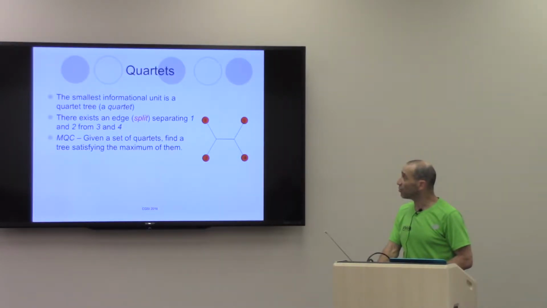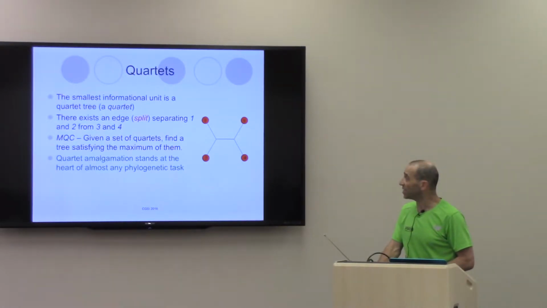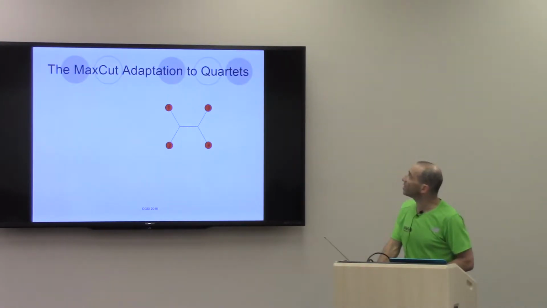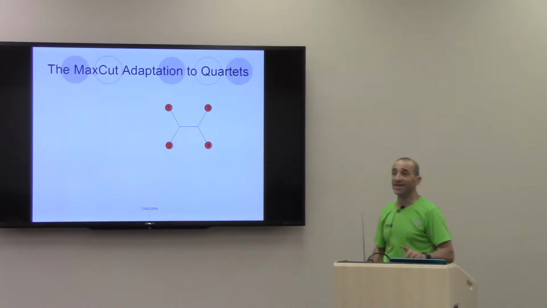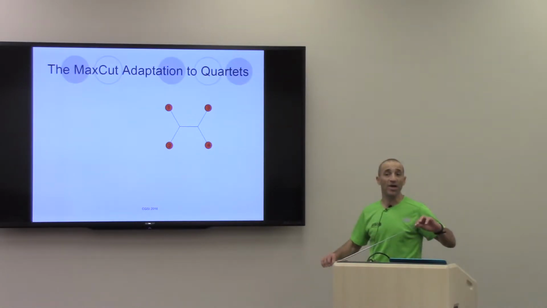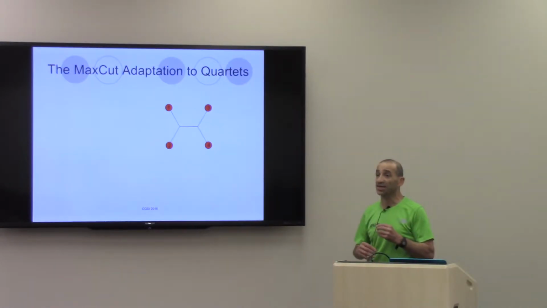MQC: given a set of quartets, find the maximum quartet compatibility, consistency; find trees satisfying the maximum of them, or consistent with the maximum of these quartets, this input. Okay, quartet amalgamation stands at the heart of almost any phylogenetic task. And how we adapt, so yesterday we saw the max cut idea.